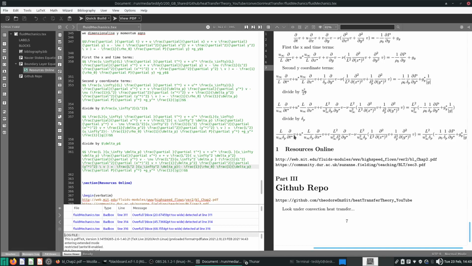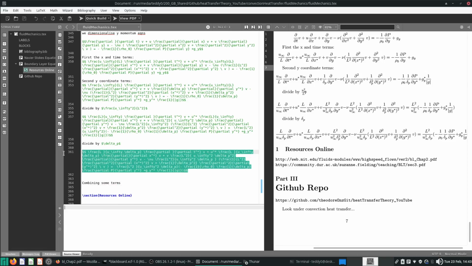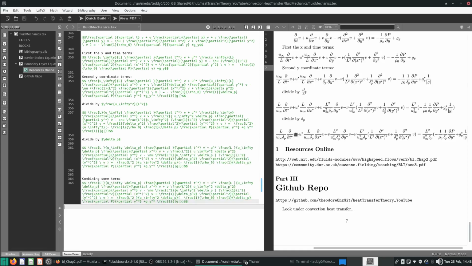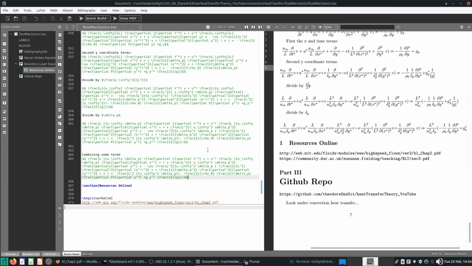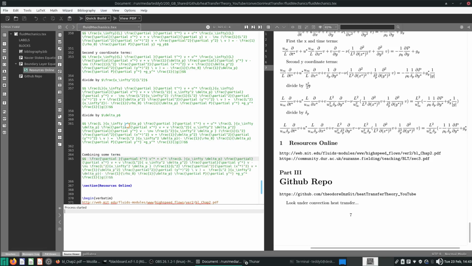Okay, the v will become v star. Combining some terms, the v will become v star on this one because v L over U infinity delta p, that's actually v star. That's a non-dimensional form of v. So that takes care of a few bits of headaches.